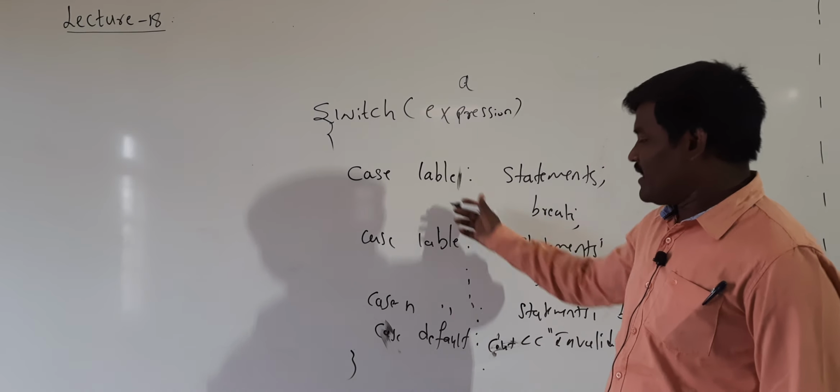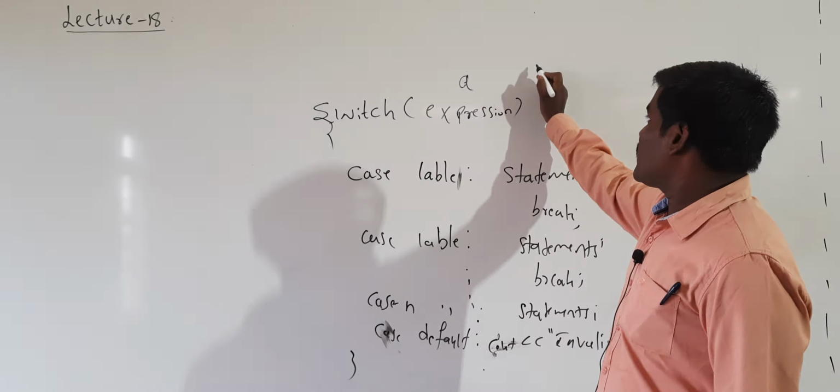For example, A, B, C, D are the 4 options. So I have to enter E.